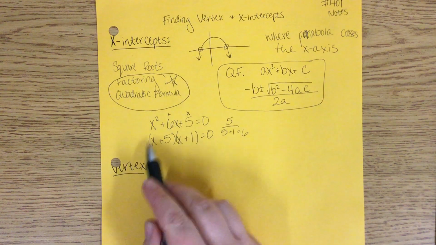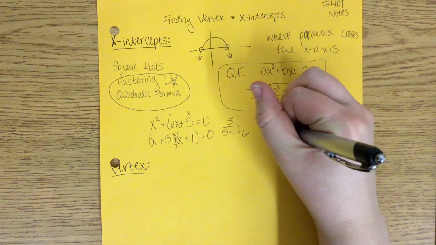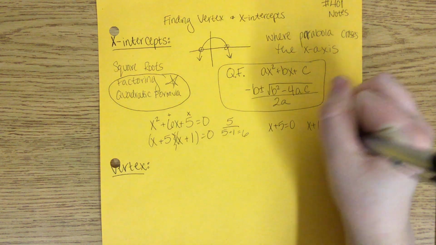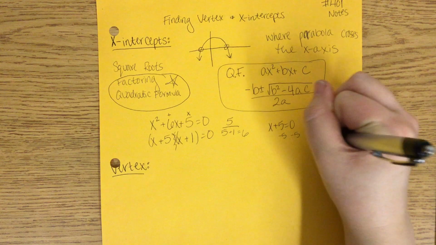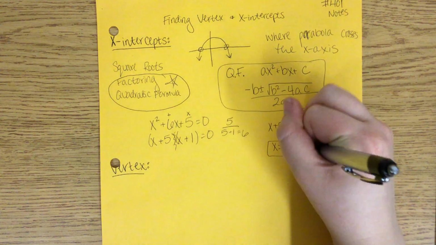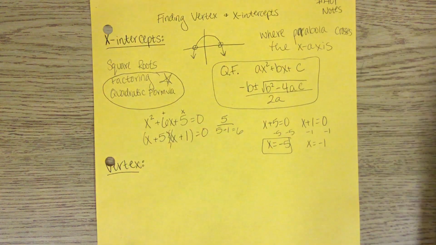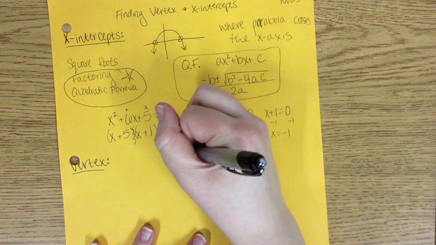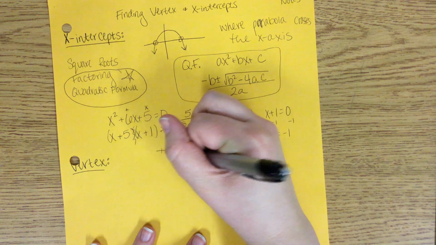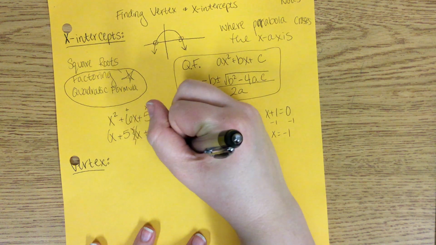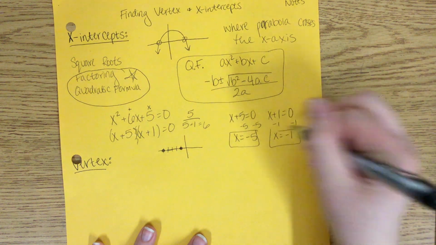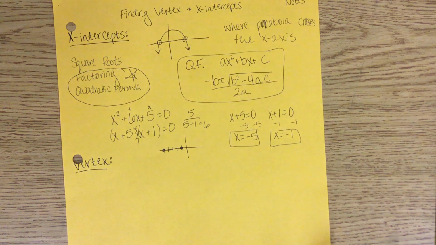Okay. From this point, I'm going to split up my two parentheses. I'll have x plus 5 equals 0, x plus 1 equals 0. I'm going to subtract 5 and 1. So my x-intercepts are negative 5 and negative 1. So that just means if I had to graph those, that my parabola is crossing here and here. That's all I know about it so far.